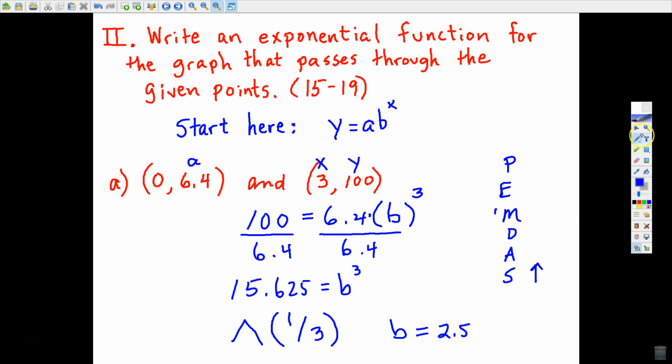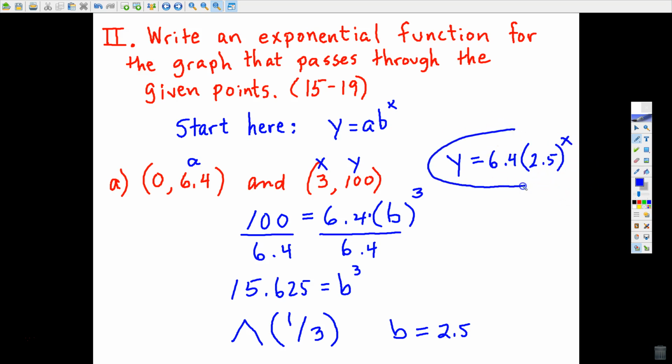Great. All right, we got all the pieces. Now we're ready to put all the pieces together for our final answer. We're supposed to write a function. So y is equal to a, which is again the y-intercept, times b, which we found as 2.5, raised to the x power. So this represents the final answer. So make sure when you find all the pieces that you put the pieces together as a function.